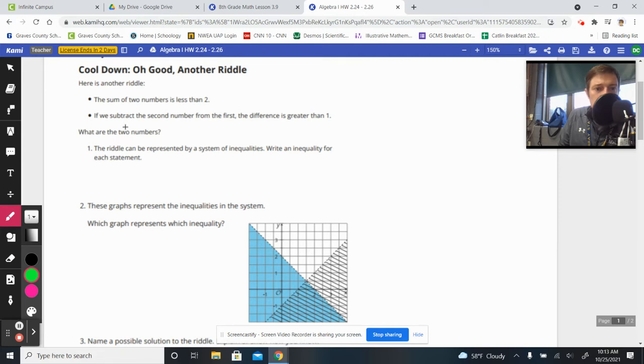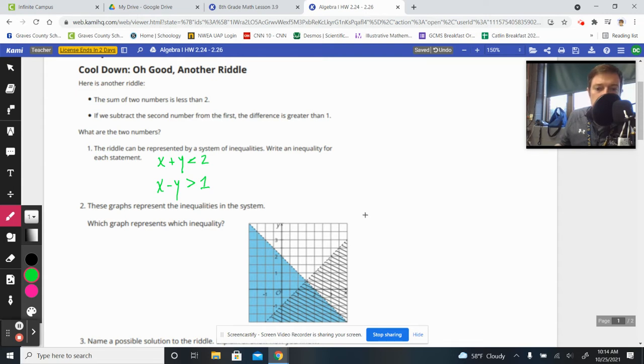Let's go ahead and define our variables as x and y, because that's what our graph shows down here. The sum of two numbers less than 2 would look like this: x plus y is smaller than 2. If we subtract the second number, which is y, from the first, that would be x minus y, and the difference is greater than 1. We're looking for two numbers that can satisfy both of these constraints.